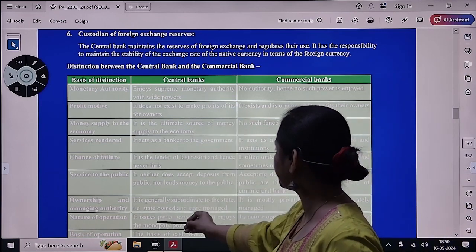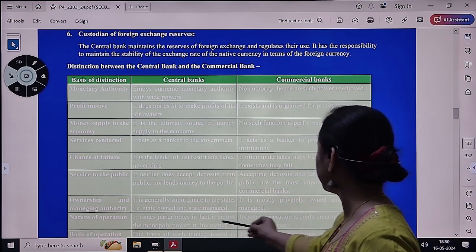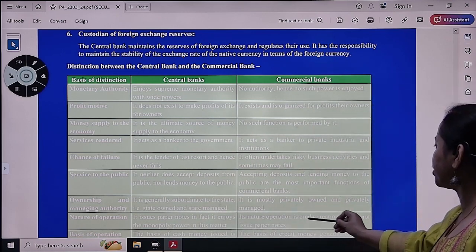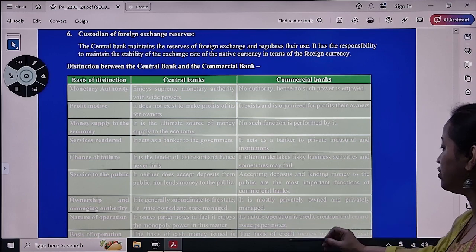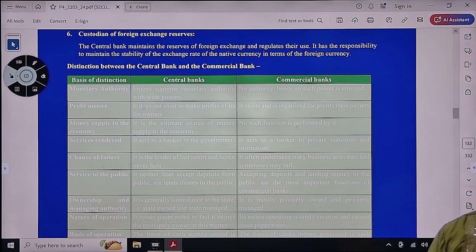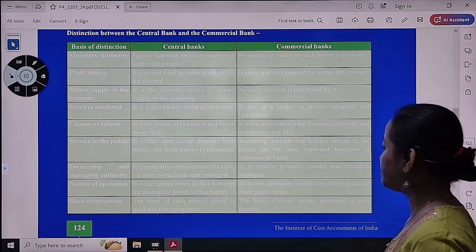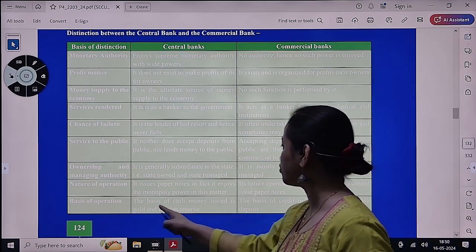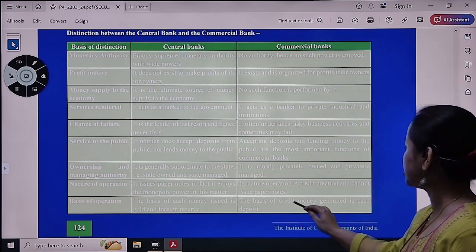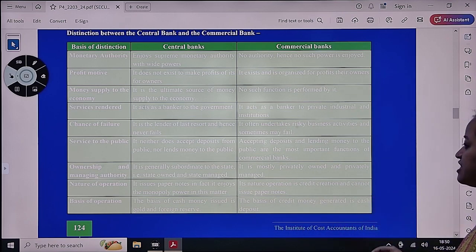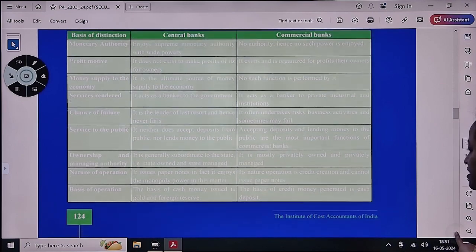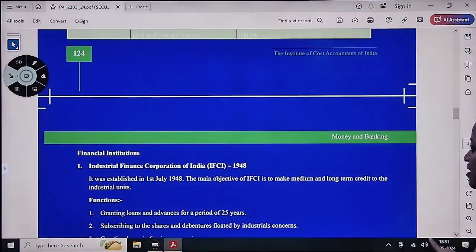Next, central bank issues currency paper notes, and the nature of operation of commercial banks is credit creation, and they cannot issue paper notes. What they can do is, commercial banks can create credit, but they cannot issue currency notes. Then the next one is, the basis of cash money issued is gold and foreign reserve, and the basis of credit money generated is cash deposit. Okay, so these are the differences between central bank and commercial bank.